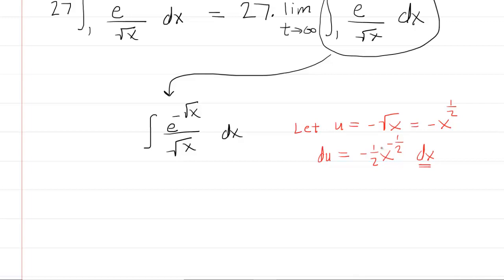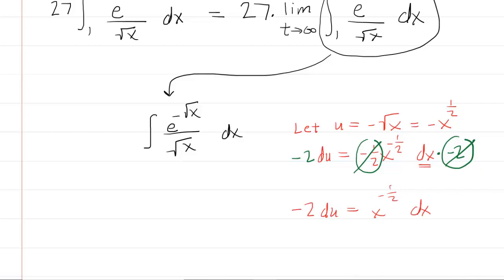And so in order to solve for dx, perhaps the first thing we can do is to multiply both sides of this equation by negative 2. And the reason that works is because negative 1/2 multiplied by negative 2 is just positive 1. So these effectively cancel each other out. So now we have negative 2 du is equal to x to the negative 1/2 dx.